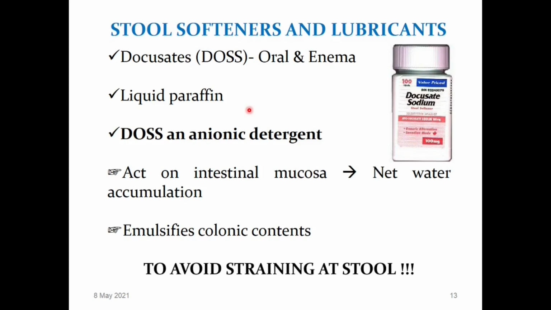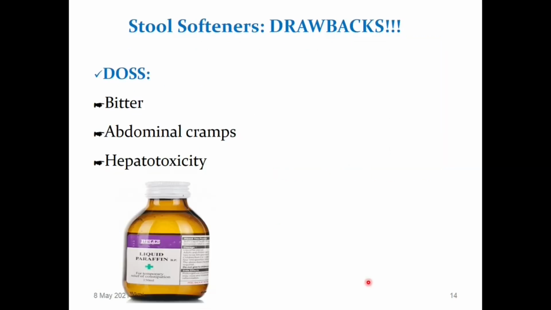This is also a drug which can be given in normal constipation where the symptoms are not very severe, and the target here is just to avoid straining at stools. There are some problems also. Liquid paraffin or docusate, they are bitter, there is a chance of abdominal cramps, and sometimes it can cause hepatotoxicity.